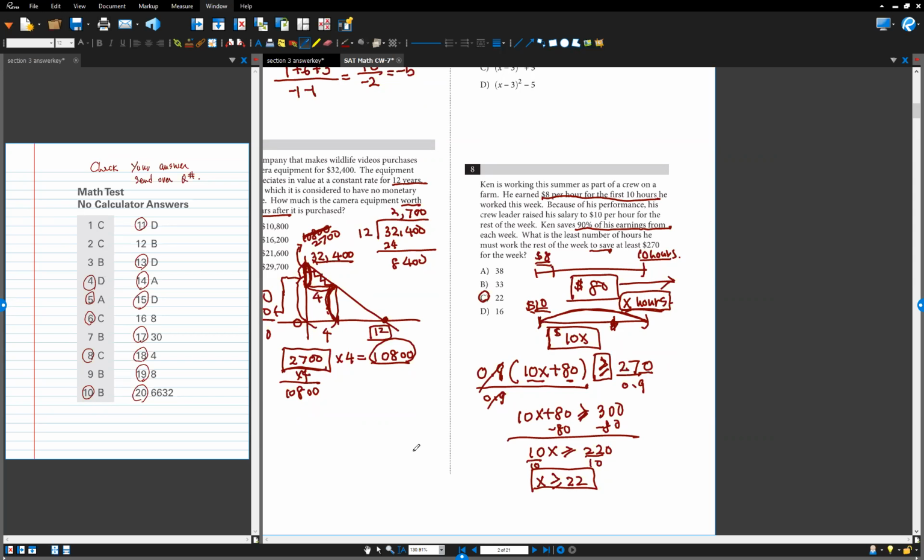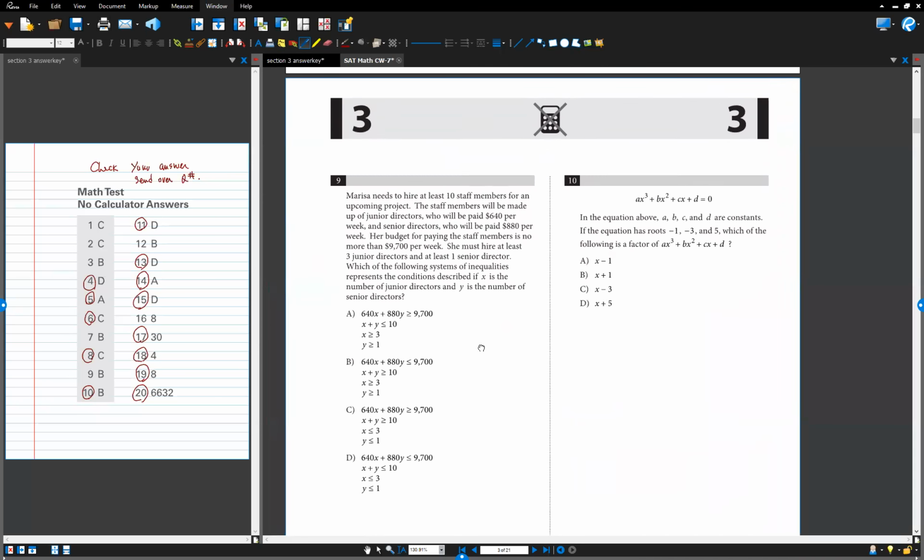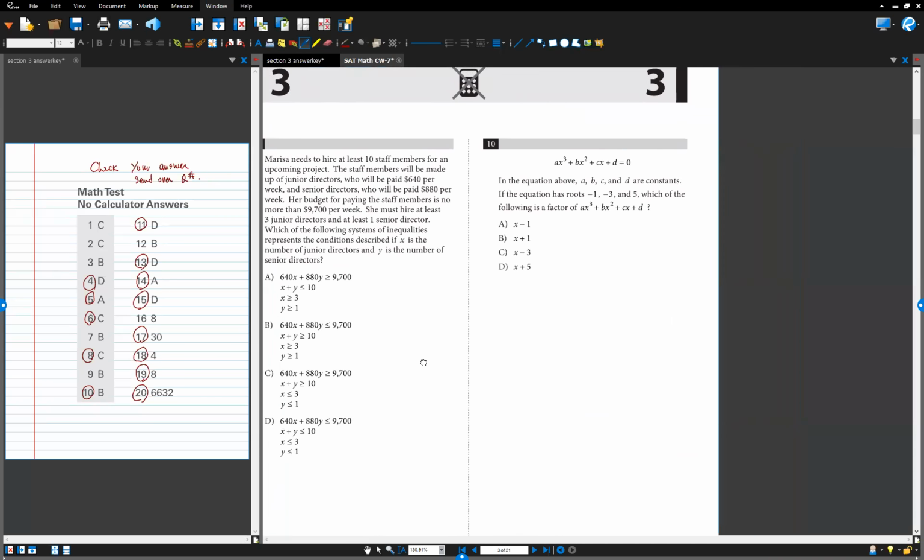Any questions on this number 8? Well, this number 8 is a little more work, right? But if you set it up, you can find the value very quickly. Okay, that is algebra. All right, number 10 over here.